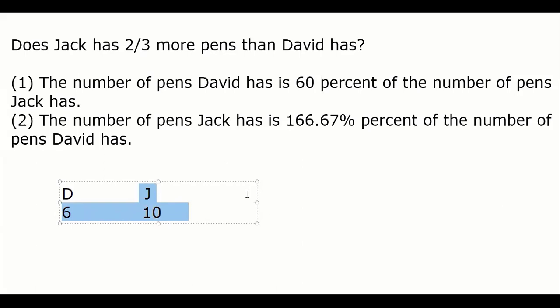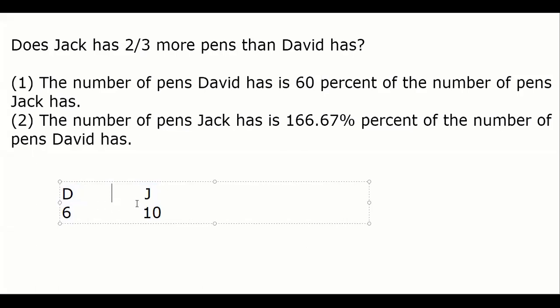Sir, I didn't get it, sir. What is the objective of the question? Does Jack have 2/3 of what David has, sorry, 2/3 more pens than David has or not? We can easily find out. No, again, Dhanu, it's not about whether he has or not. The objective is whether from this we can find out or not. Even if he does not have, but we are able to say, then we can find out.